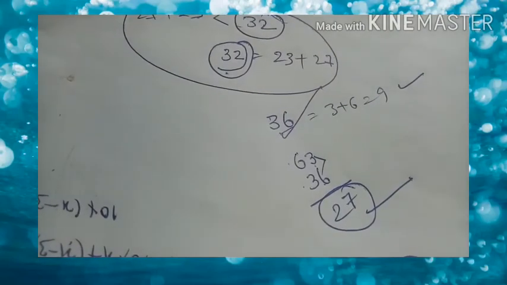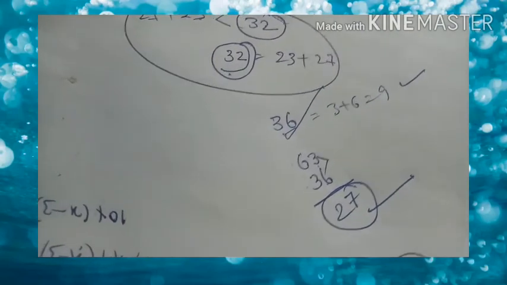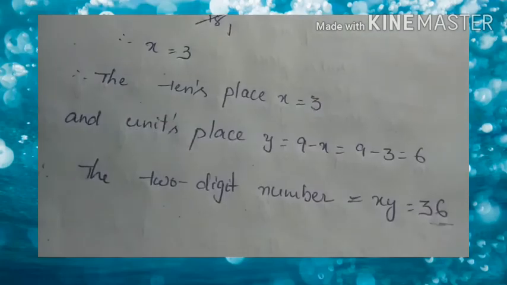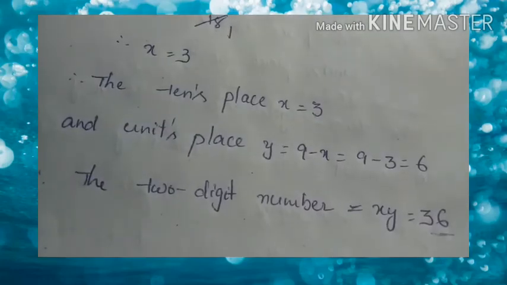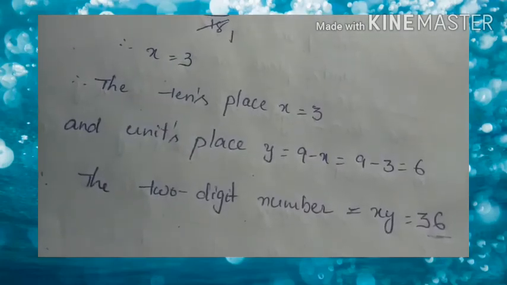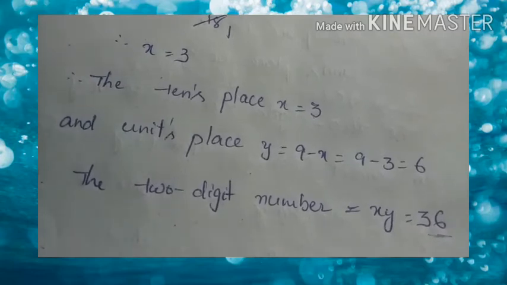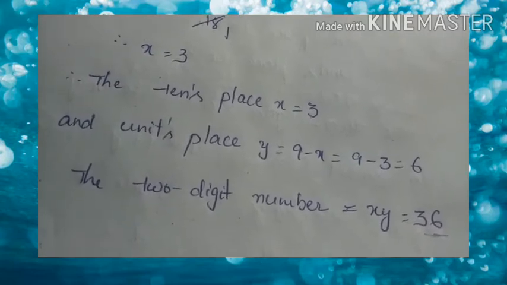Clear? Okay. I hope you understand how to solve the digit based sums. I will give one more example, that means exercise 2.4, I think 4th question. So try it. Okay?